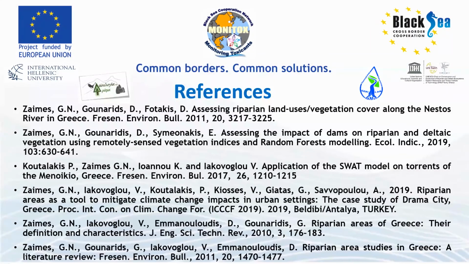So in this last slide with references, we start with a reference on how to use GIS to assess riparian areas at the watershed scale. We continue with two references that describe how we use the vegetation indices, random forest, and SWAT. Then we have a recent case study that we are doing with the municipality of Drama, and the last two references are general about riparian areas and studies that have been conducted on riparian areas in Greece.